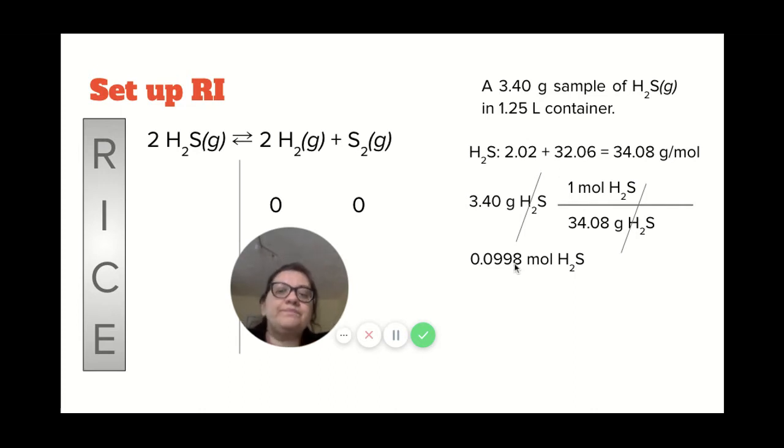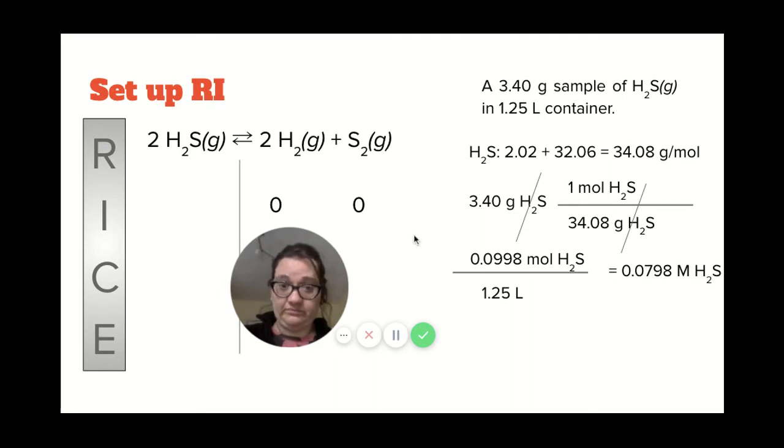So, moles. Almost there, but not quite. I do not write mole in the rice table. I write molar, moles per liter. I have the moles. I know the liters, so let's just divide. And that's 0.0798 molar H2S. That is a number that you can write in a rice table.